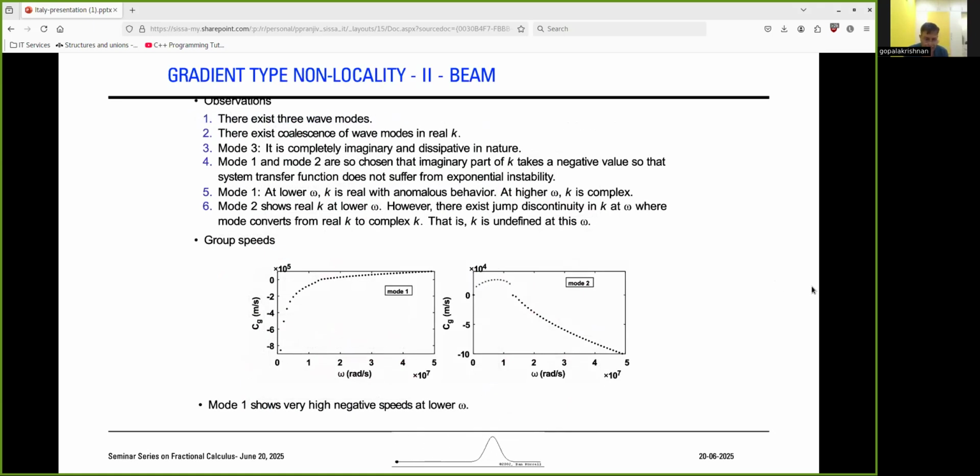And you will see that it starts with negative infinity and goes to a very high mode, the mode 1, and the mode 2 again goes to infinity. So it is a completely unphysical, unstable model that you have in this case for the beam when you use strain gradient models. Next, please.